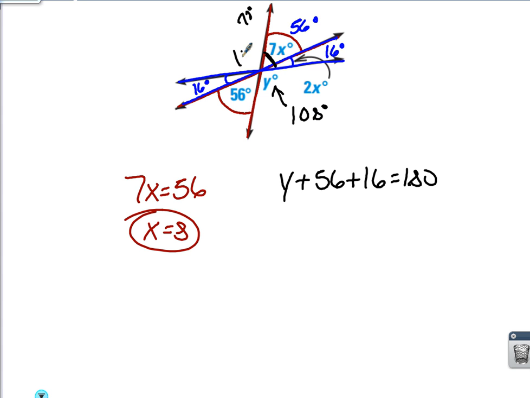And while we're at it, we've got all the other angles. Makes that 108 as well. So you got 56 degrees, 16 degrees, 108 degrees, and then pretty much the exact same angles on the other side because there's lots of vertical angles there.